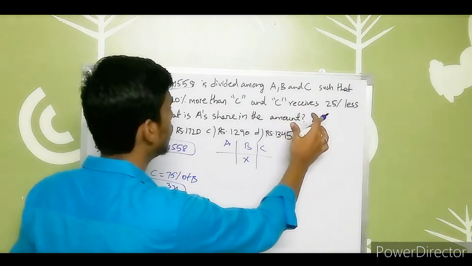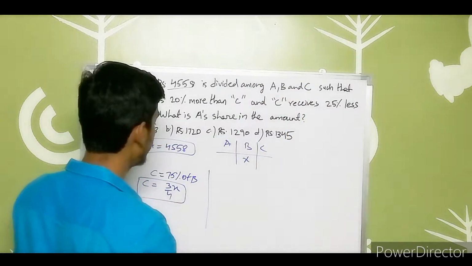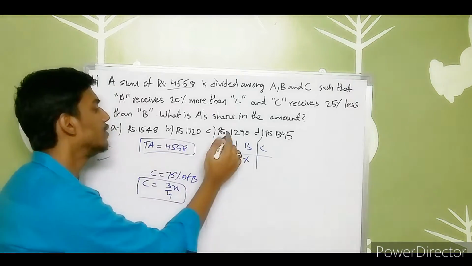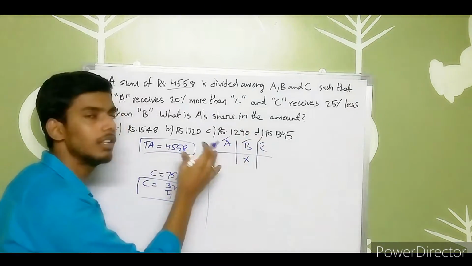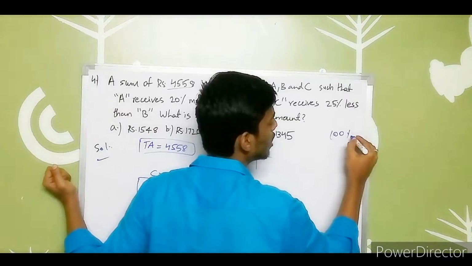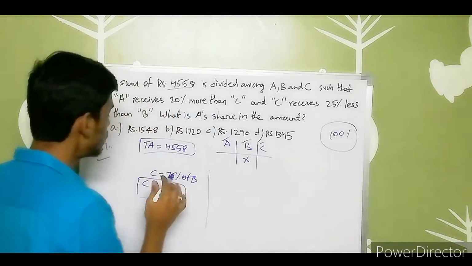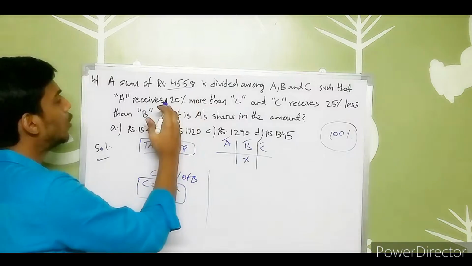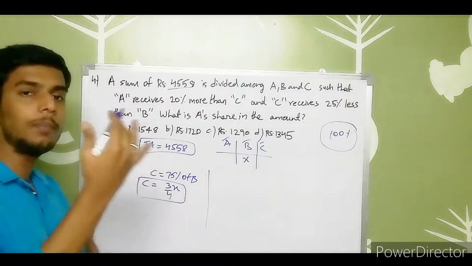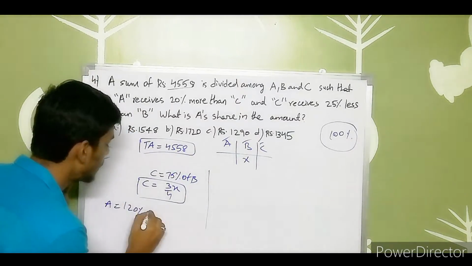So let's move to the next step. A receives 20% more than C. Guys, for each and every person's value, initially that should be 100%. Percentage is the topic itself, so we assume that every person's individual amount is 100%. By assuming that, we can calculate. So C is this value, and A gets 20% more than C. That means 120% of C.